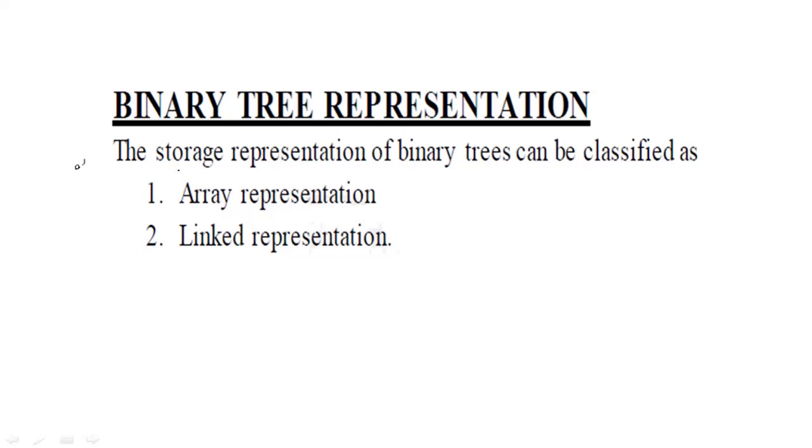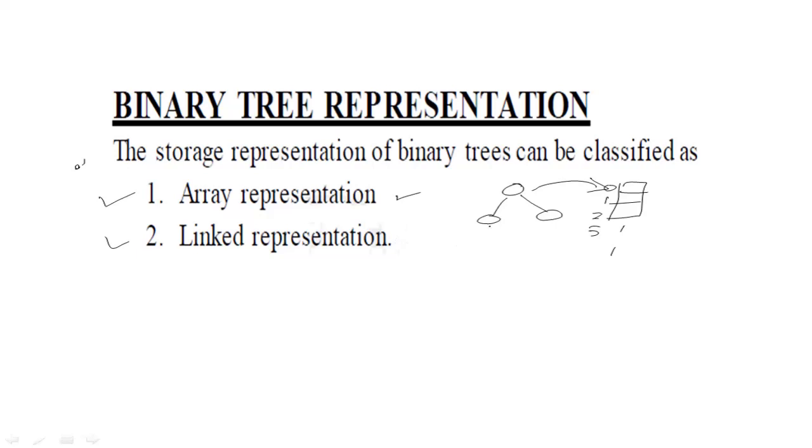The storage representation of binary trees can be classified into two: array representation and linked representation. Array representation means I can save a tree in an array. If this is your tree, I can save that tree in an array. An array is nothing but a sequential collection of elements: 0, 1, 2, 3 and so on. I can save the elements into the array. That is the first thing we are going to see.